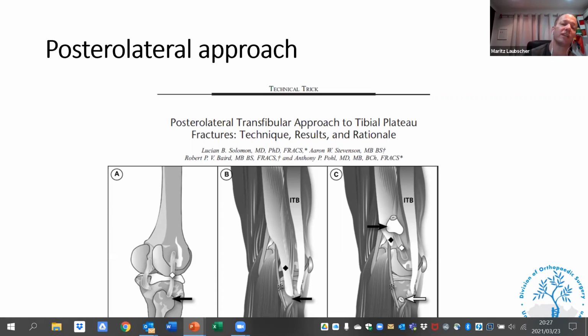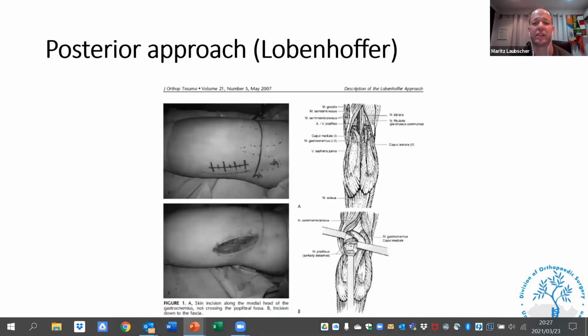On the lateral side, even if there's posterior comminution, the femoral condyle does not usually sublux with those posterior pieces, and that's why it's seldom necessary to have posterior fixation on the lateral aspect of the tibial condyle. Although there are some exceptions, and occasionally it is necessary.